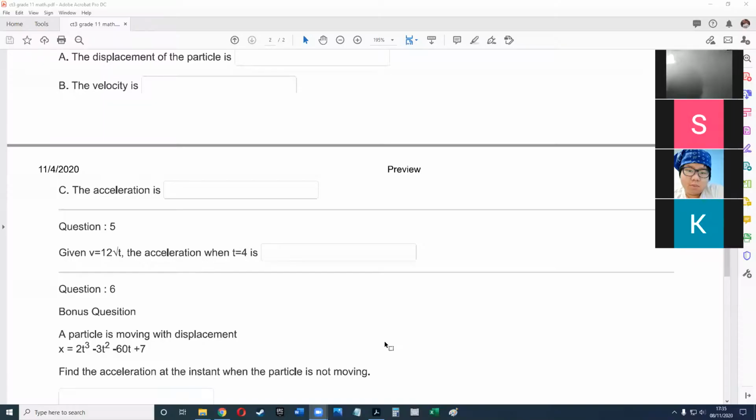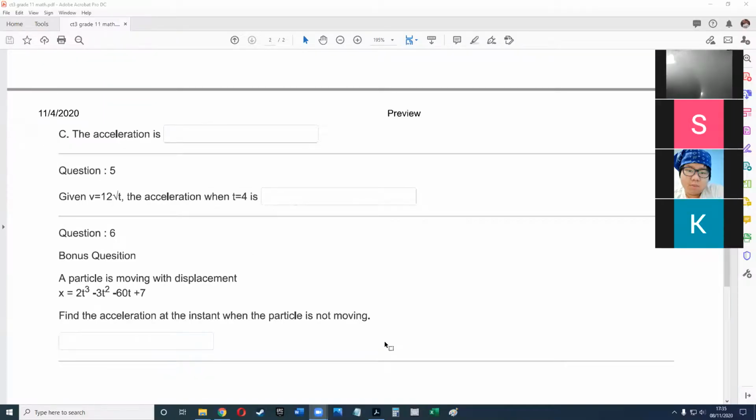Okay, let's go to the bonus question now. A particle is moving with displacement x is 2t cubed minus 3t squared minus 63 plus 7. They're asking what is the acceleration when the particle is not moving. What is meant by particle not moving? Particle is not moving when the velocity is 0. Right? When the velocity is 0, it means the particle is not moving.